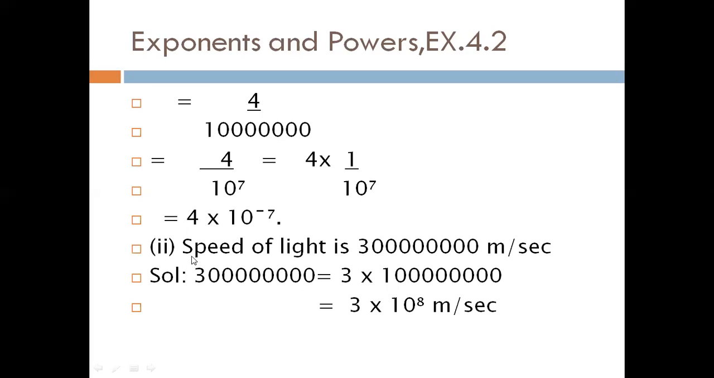Now second one, speed of light is 3 followed by 8 zeros meters per second. So how to convert it? 3 followed by 8 zeros. We can write this as 3 into 1 followed by 8 zeros. How do you represent 1 followed by 8 zeros? 10 to the power of 8. So the answer is 3 into 10 to the power of 8 meters per second.